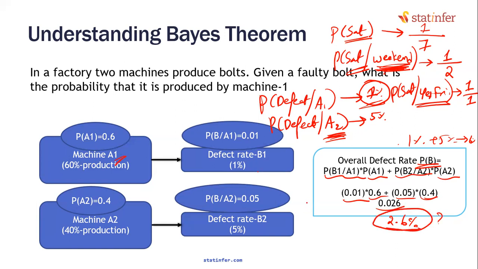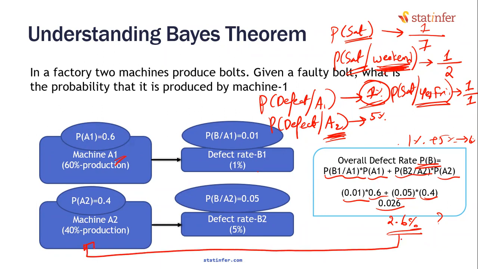Do you agree with this? Is this clear? Why did 2.6% come here? Overall defect rate: we multiplied with the weightage of A1 production and the weightage of A2 production. This is how the normal probability flows. All of us understand this probability because in the denominator are all the events, and in the numerator the favorable events. Bayes theorem or Bayes probability is also known as the inverse probability theorem. It goes in the opposite direction, from this side to this side. It's also known as the inverse probability theorem.